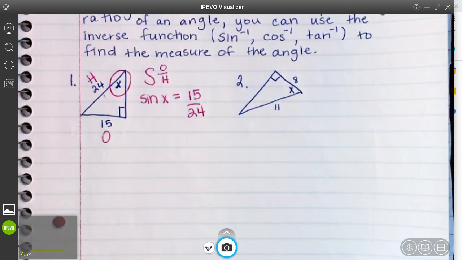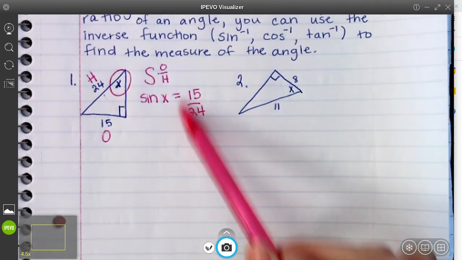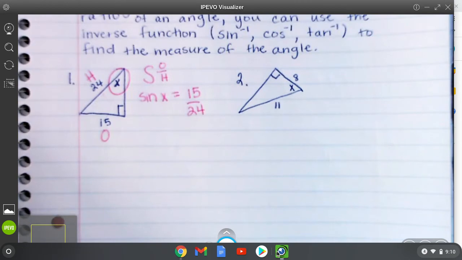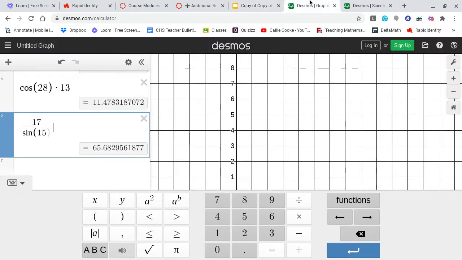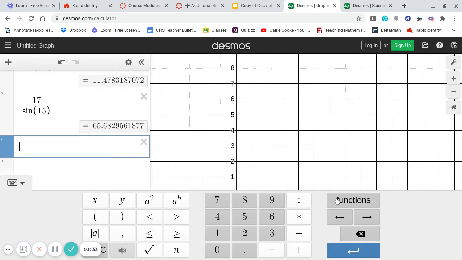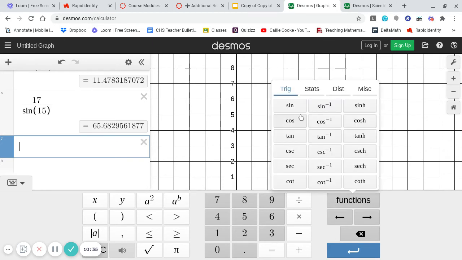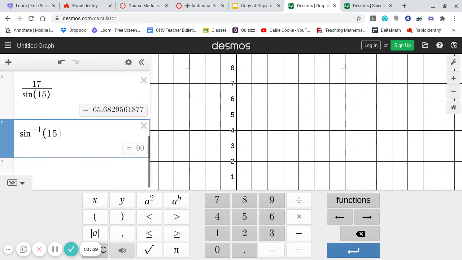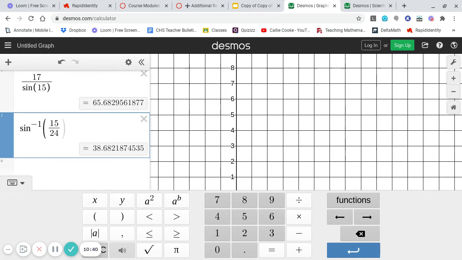What's great about finding the angles is you only have one angle option that you're finding, so there's not multiple ways to do this. They're all going to be the same. Once you have this, remember this fraction 15 over 24. We're going to go to Desmos or our calculator, and I'm going to go to functions. Instead of hitting sine, I'm going to hit the inverse of sine, and in the parentheses we just put that fraction. And you're done. Our angle measure, rounding to the tenth, because of the 8 after the 6, will bump up to 38.7.